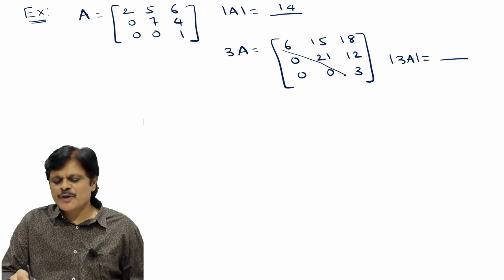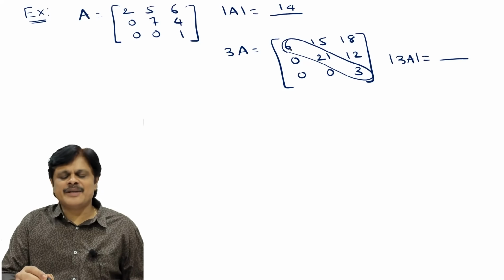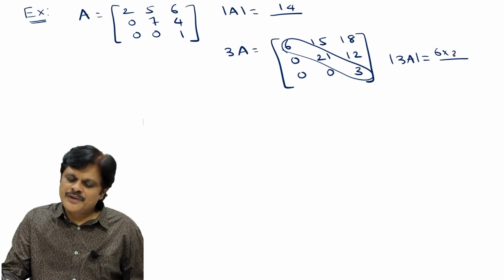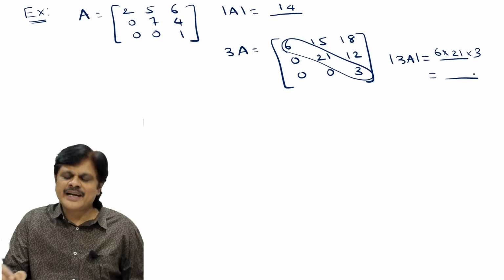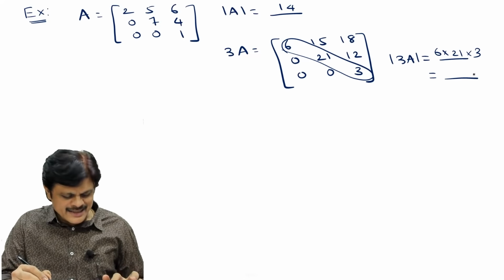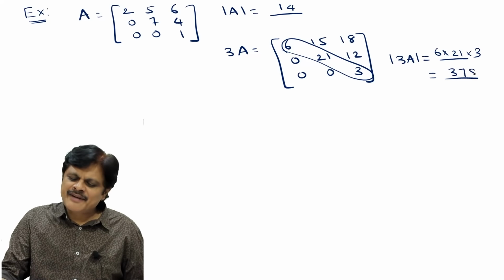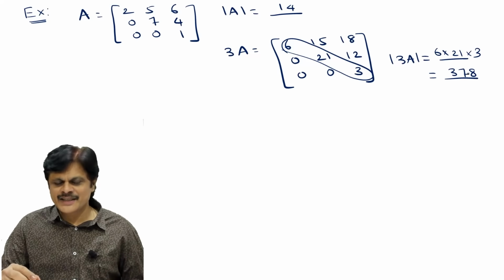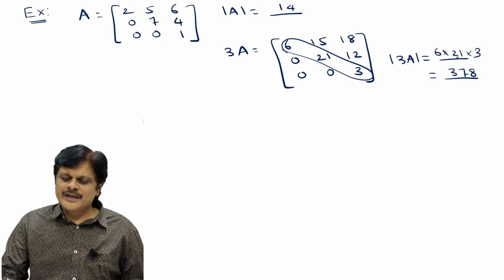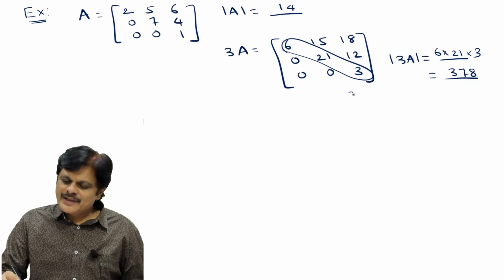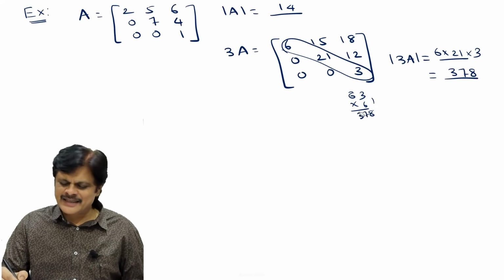So the determinant is the product of these three elements: 6 into 21 into 3. Please simplify and verify the answer. If you simplify, the answer is 378. Please check that. So 21 3s are 63, into 6, 6 3s are 18, 378, like that.